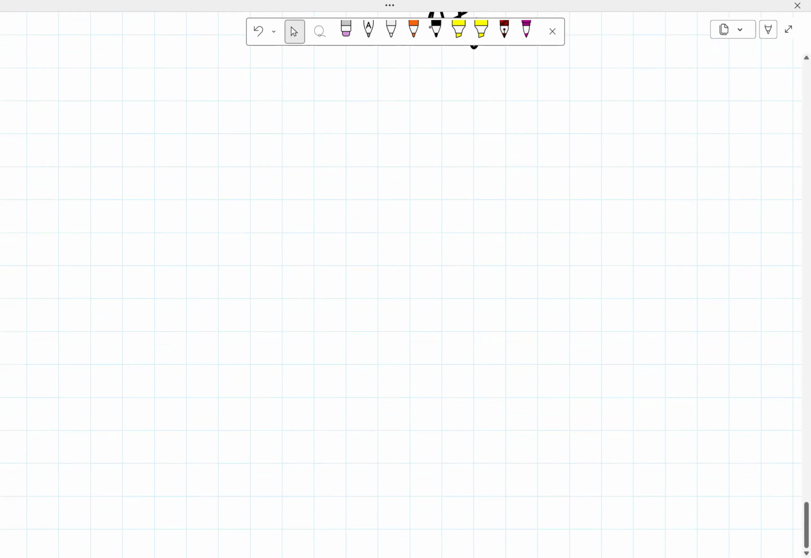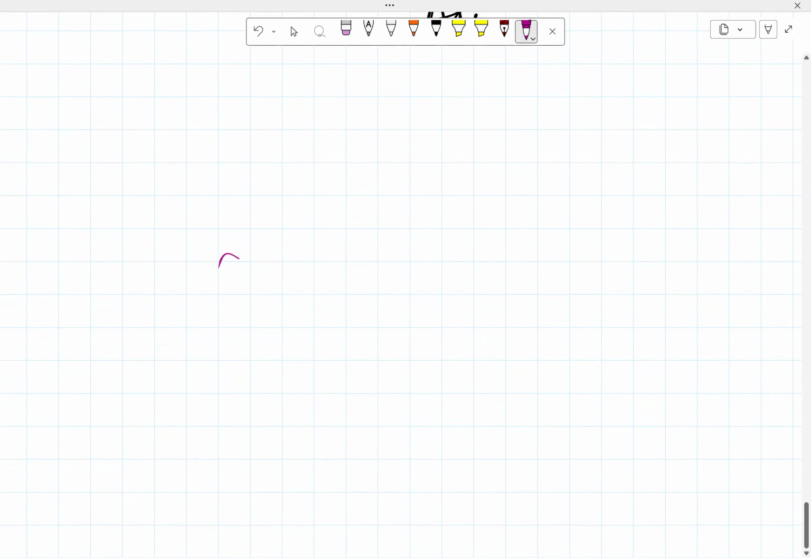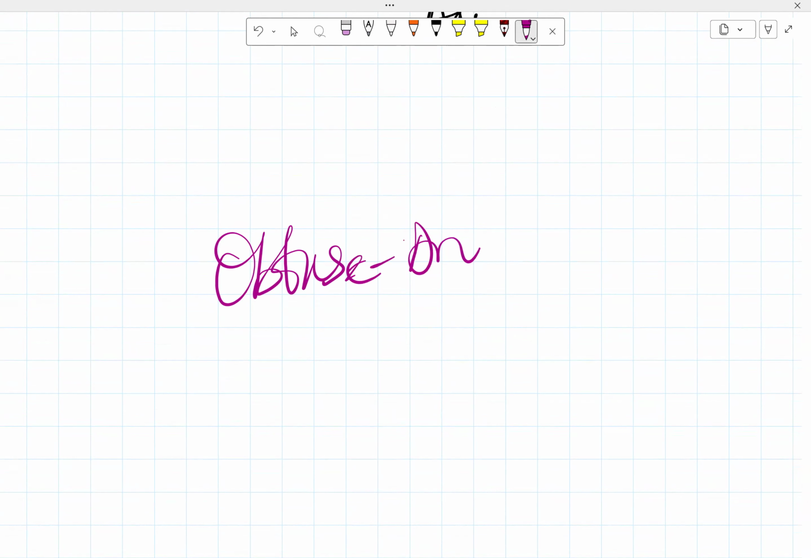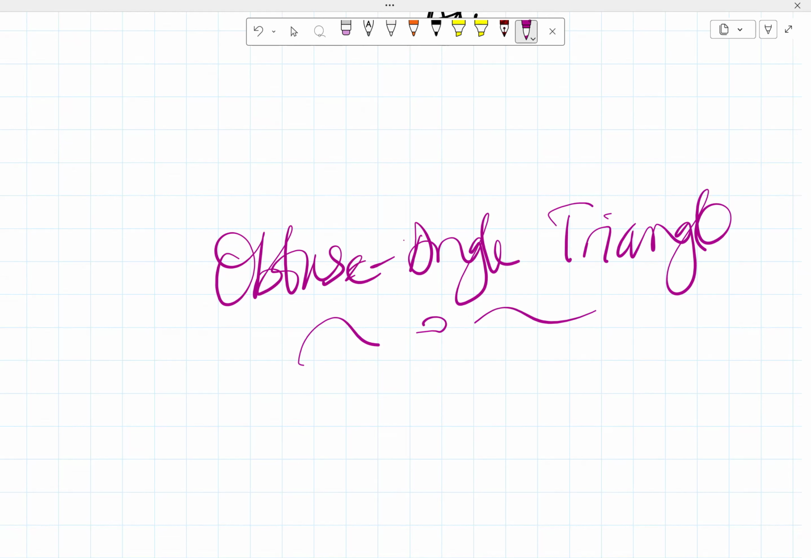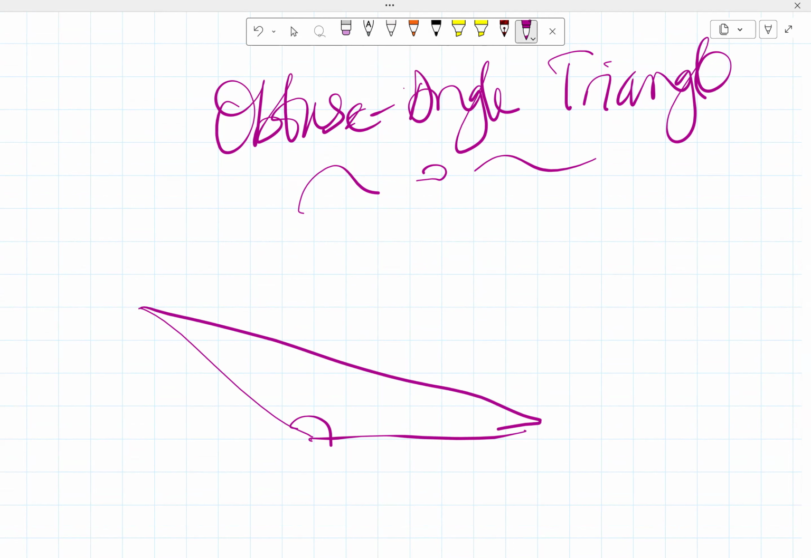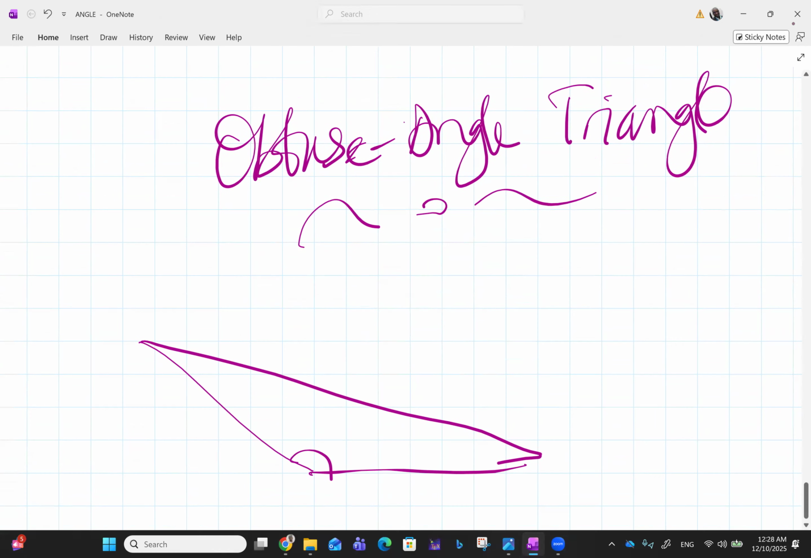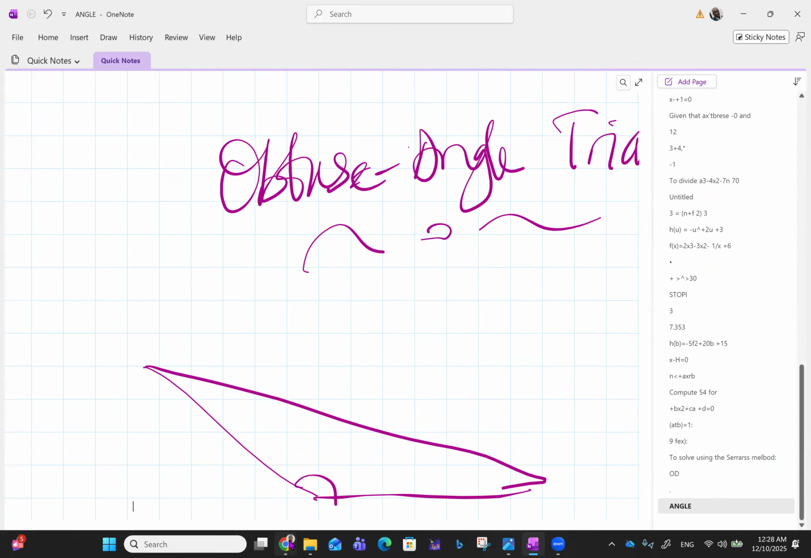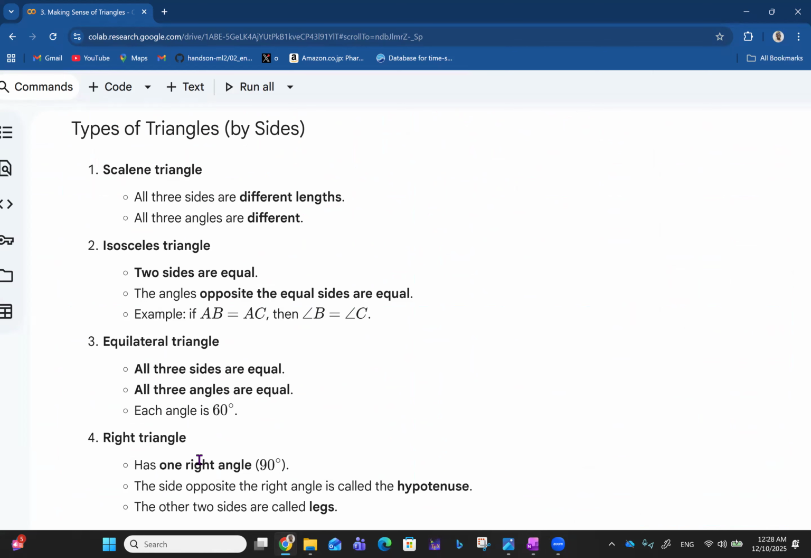So, and then finally, we can have what you call the obtuse angle triangle. Okay. So here now you have this and then you have this. So this angle is more than 90 degrees but less than 180. So this is an obtuse angled triangle like that.